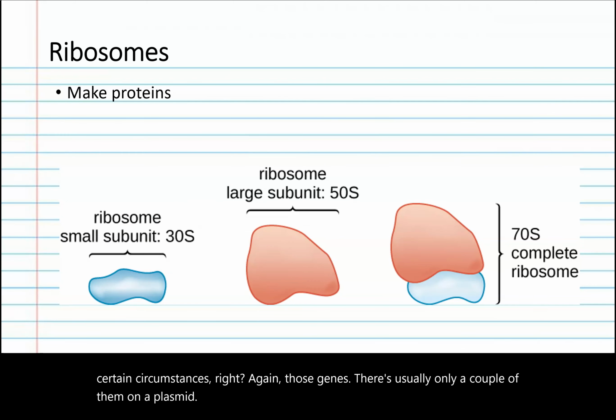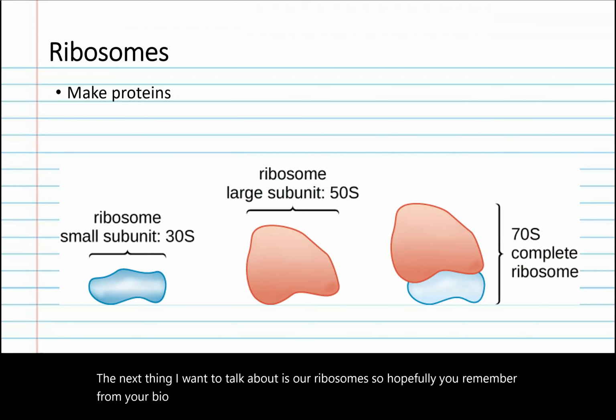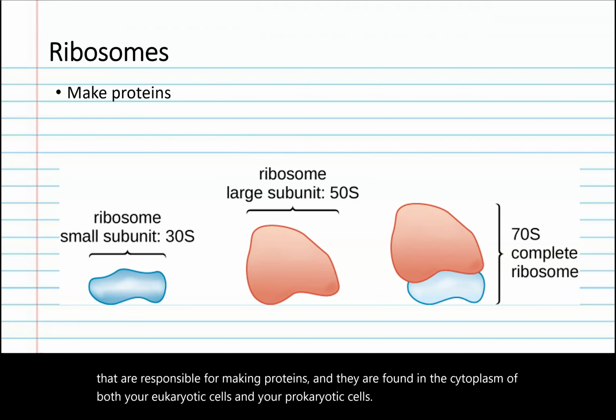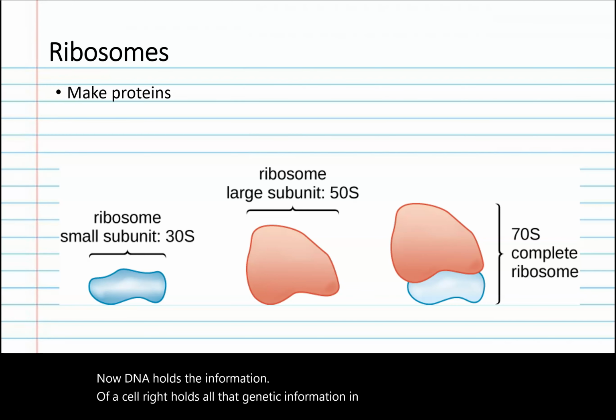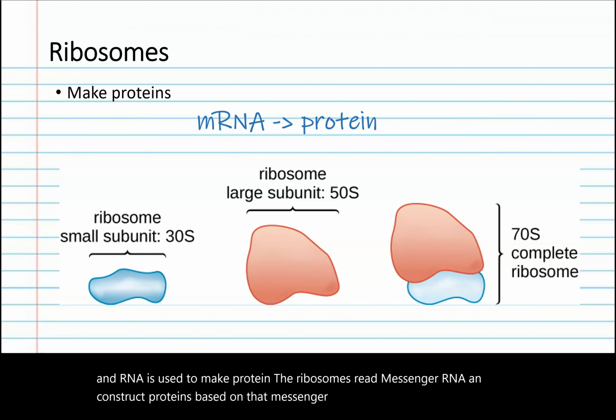The next thing I want to talk about is our ribosomes. So hopefully you remember from your Bio 1 class, ribosomes are the structures within cells that are responsible for making proteins, and they're found in the cytoplasm of both your eukaryotic cells and your prokaryotic cells. Now, DNA holds the information of a cell, right? It holds all that genetic information in it. DNA is used to make RNA, and then RNA is used to make protein. The ribosomes read messenger RNA and construct proteins based on that messenger RNA. So that's their job, is to read the mRNA.